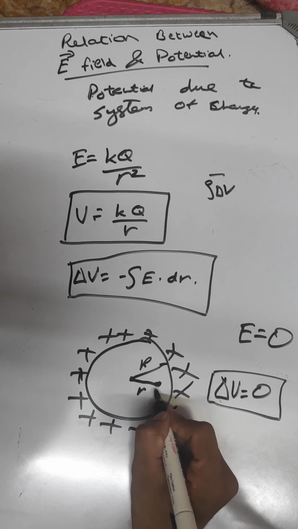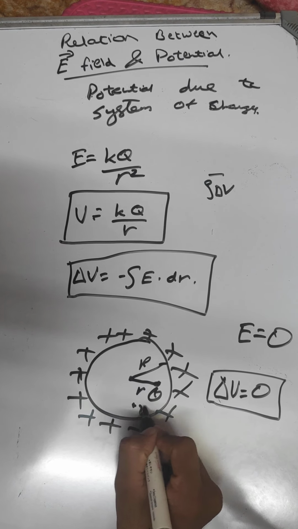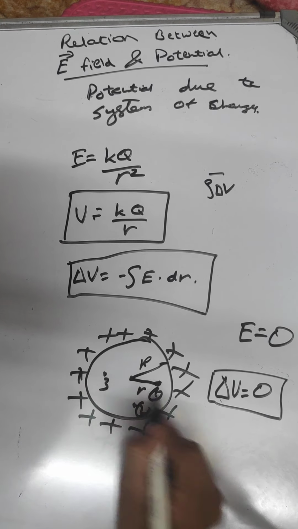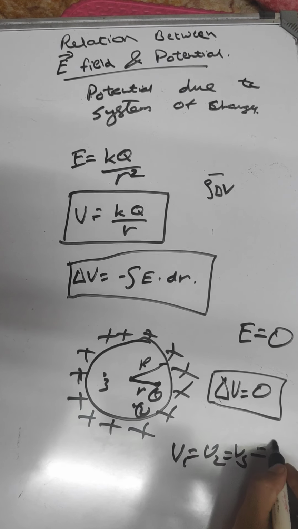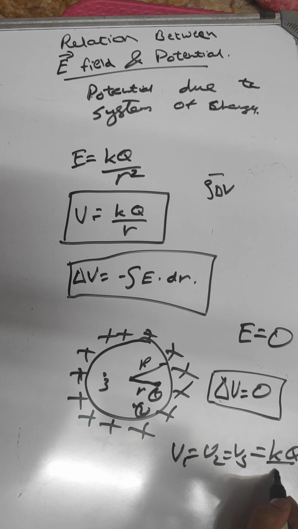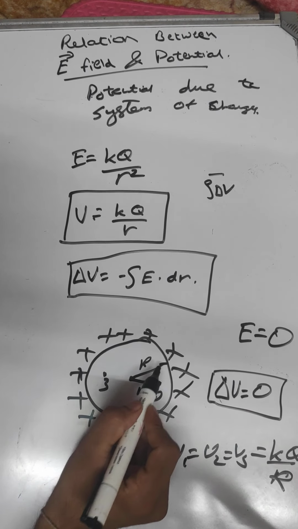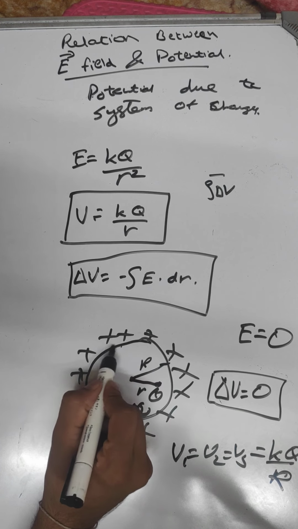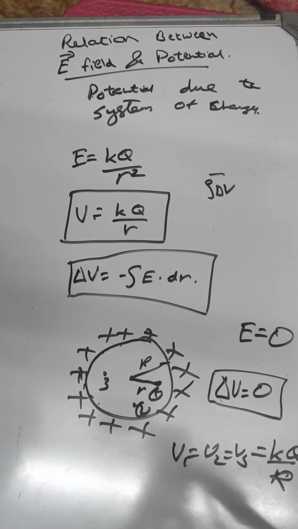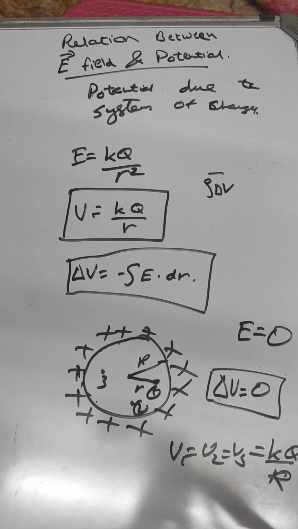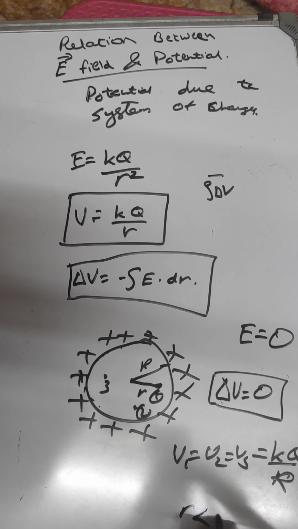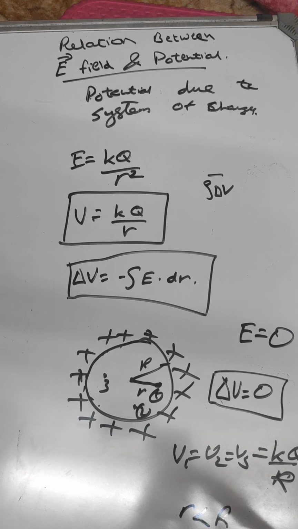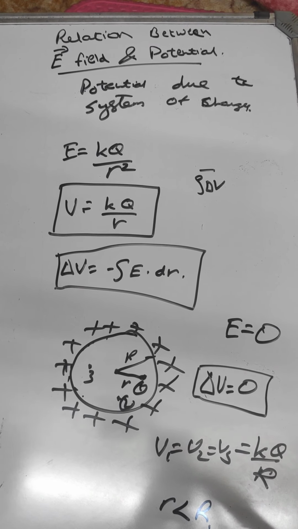So suppose I take this as point 1, this as point 2, this as point 3, then V1 will be equal to V2 will be equal to V3, which will be equal to KQ by R. Capital R, because from anywhere inside, it behaves as if the point charges are at the surface. So R will be capital R, that will be the radius. This is the condition when r is less than R. I hope this point is very clear to you.